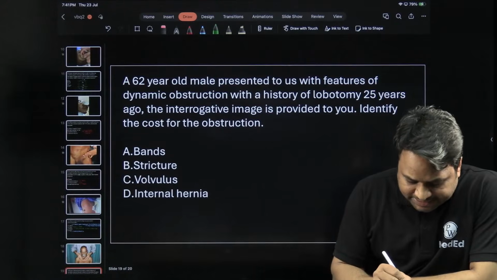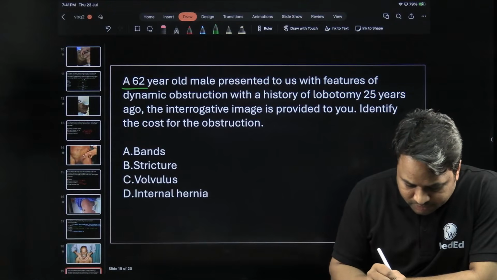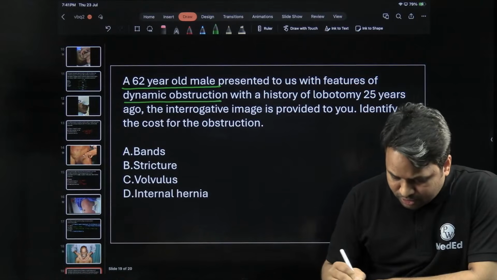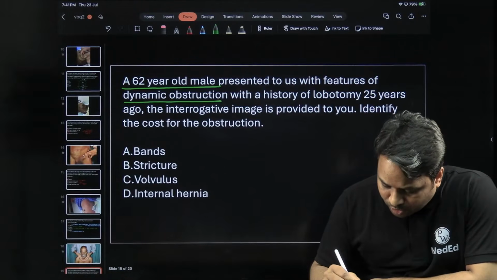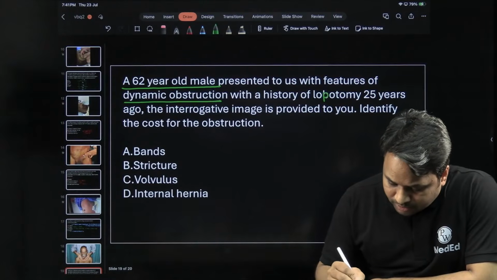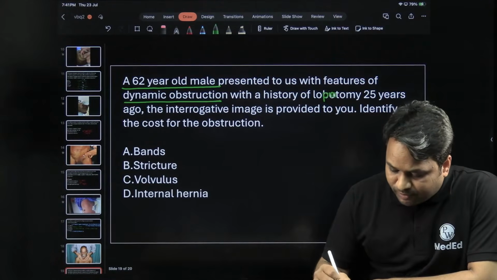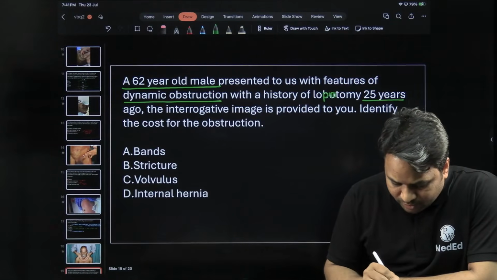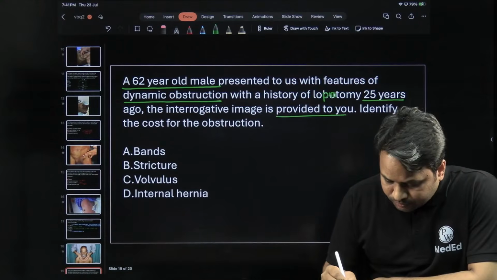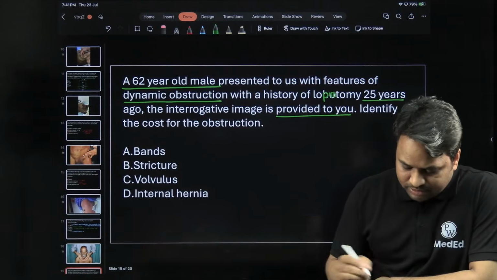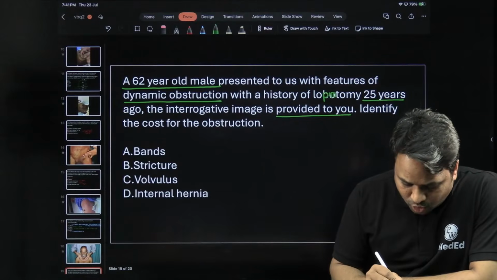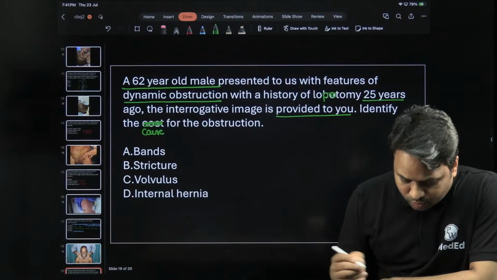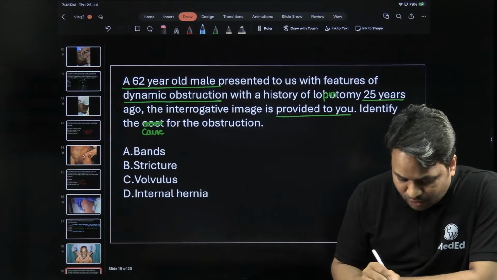What is the question? I have a 62-year-old male presented to us with the features of dynamic bowel obstruction with the history of laparotomy 25 years ago. Now, I've given you the video. It is not an interrogative image. It's a video provided to identify the cause for the obstruction.